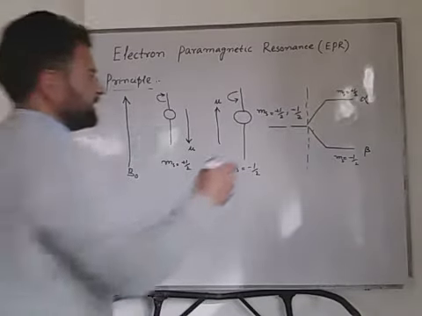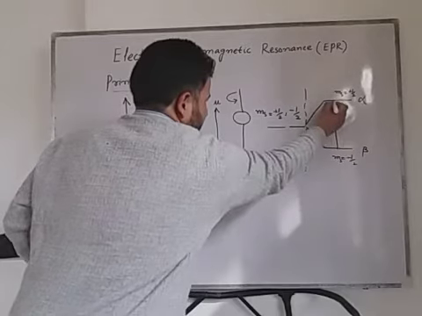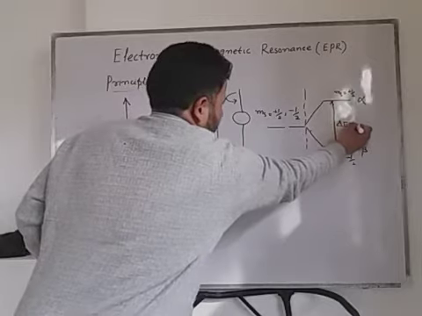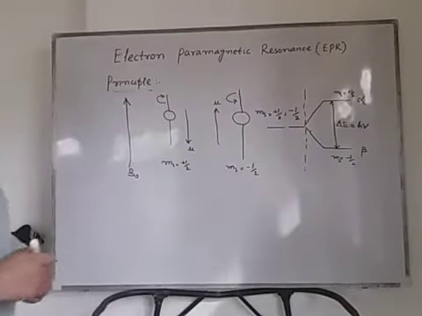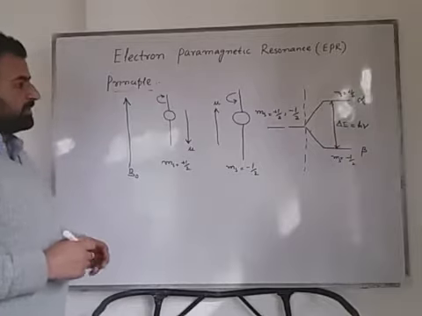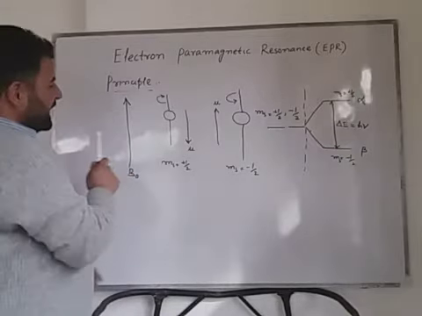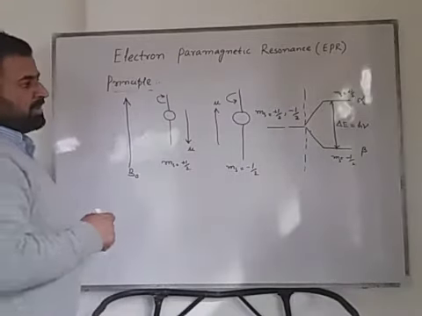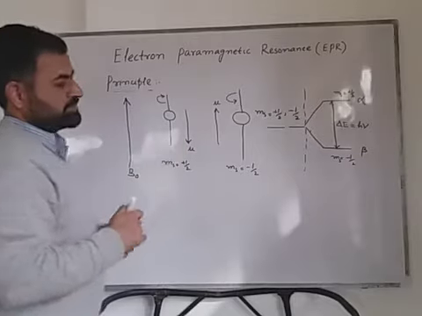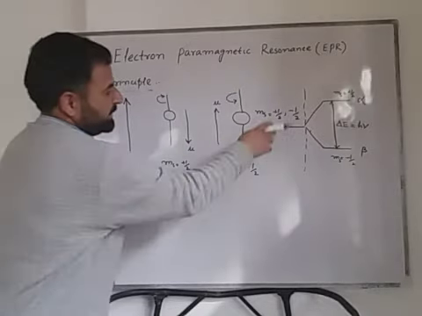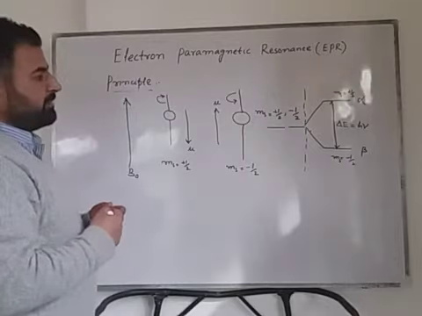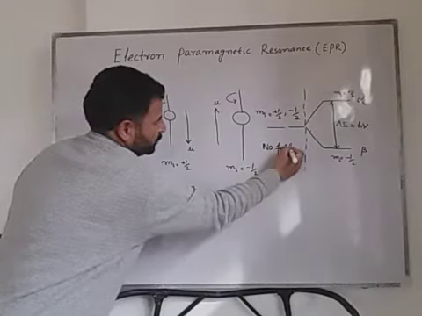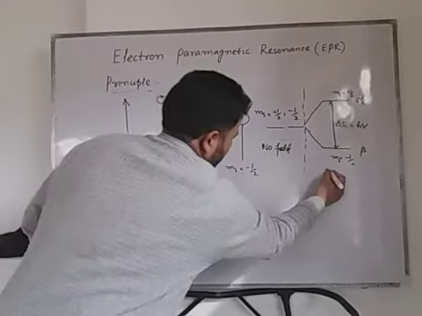And this energy difference between the two is delta E. It will be given by h nu. So when the external magnetic field is applied, there is no degeneracy now, and the two spinning orientations will behave differently, and there will be splitting in the energy levels. Here you can say it is no field, because no magnetic field was applied here. Here the magnetic field was applied.